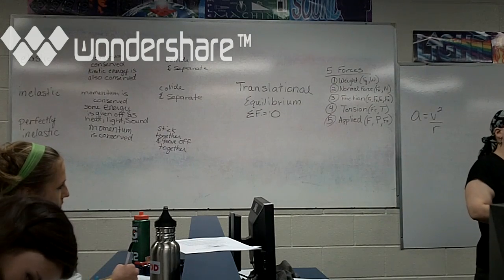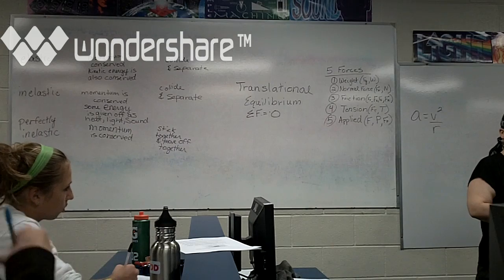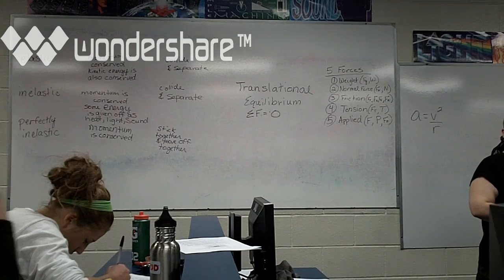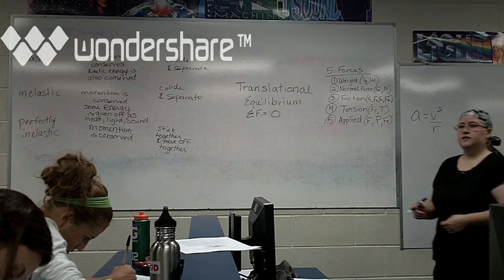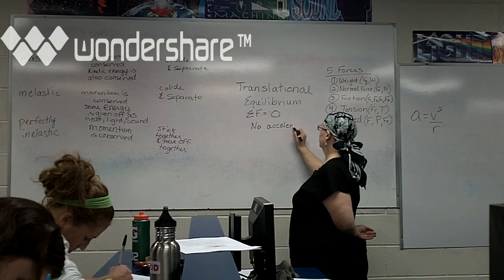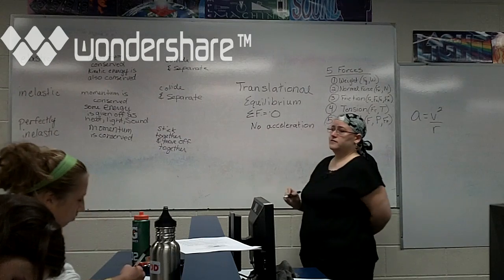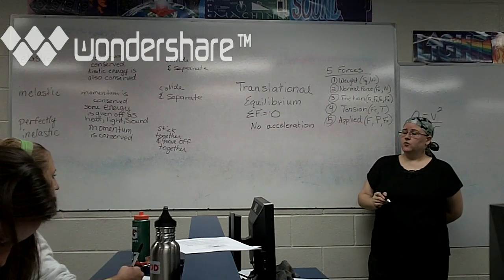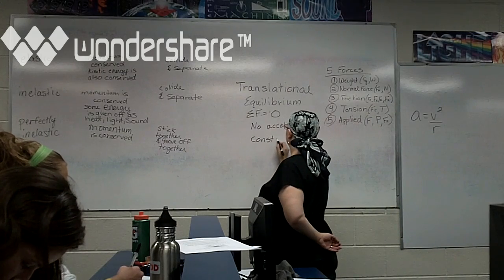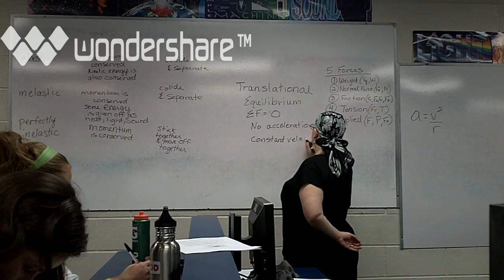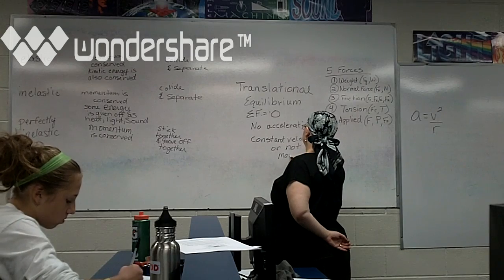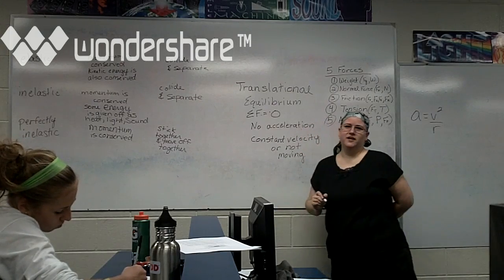You're going at a constant velocity, which means you're not accelerating, or you could be not moving at all. That would also give you no acceleration. So if you have no acceleration, then obviously your net force would be equal to 0. What conditions give you no acceleration? Constant velocity, or if it's not moving. That would give you no acceleration, right?